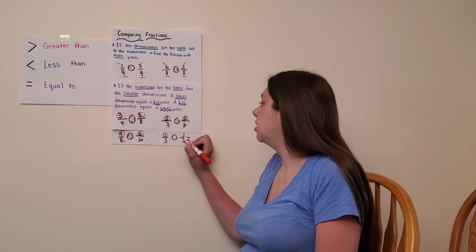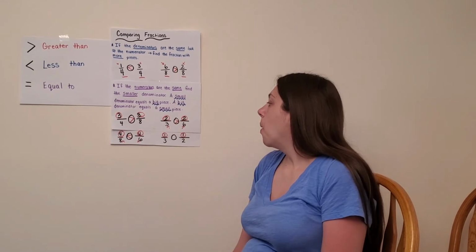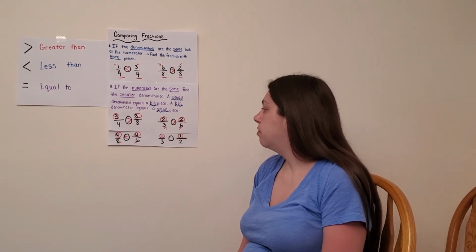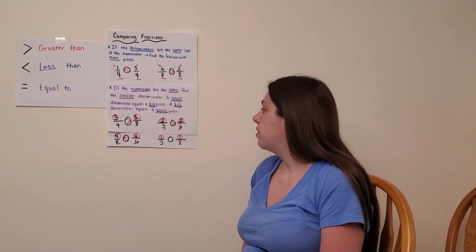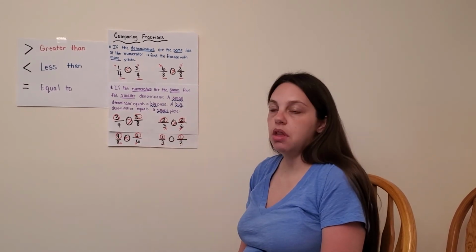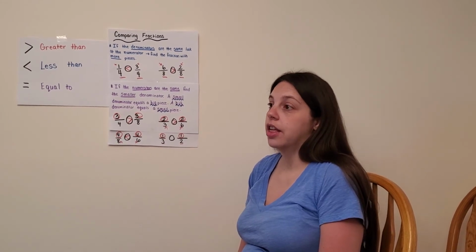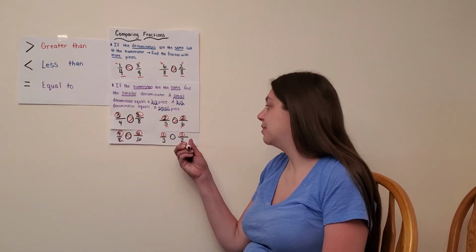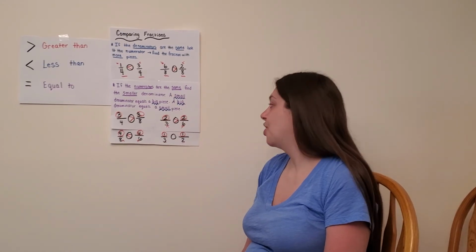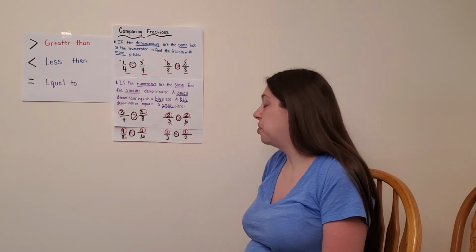Looking at our last one, we have 1/3 and 1/2. The numerators have the 1s, and we look at the bottom, we have a 3 here and a 2 here. The bigger the denominator, the smaller the piece. The smaller denominator, the bigger the piece. So 1/2 is actually bigger than 1/3.